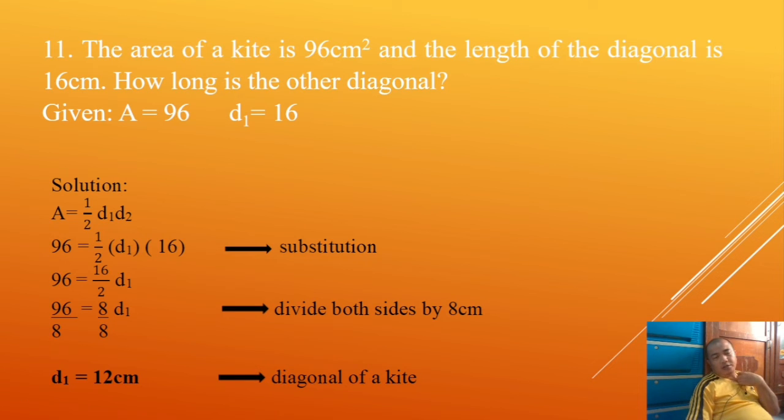D sub 2 tayo, kasi D sub 1 is 16. Divide both sides by 8. But first here, we can simplify. 16 divided by 2 is 8. So from here, we can divide both sides by 8 now. D sub 1, therefore, is equal to 12 centimeters. 96 divided by 8 is 12 centimeters. So, therefore, the length of the other diagonal is 12 cm.